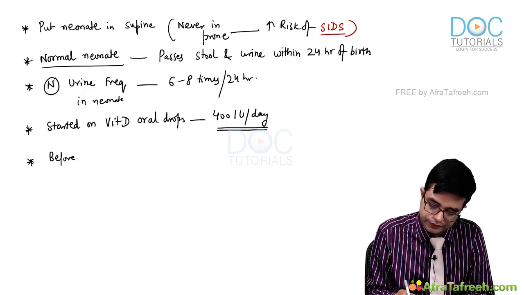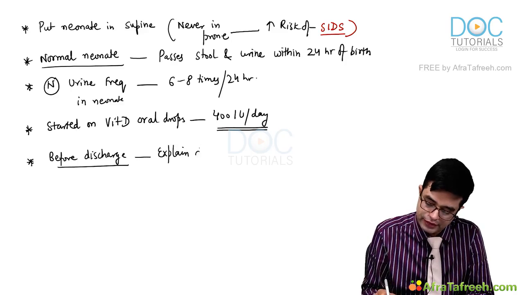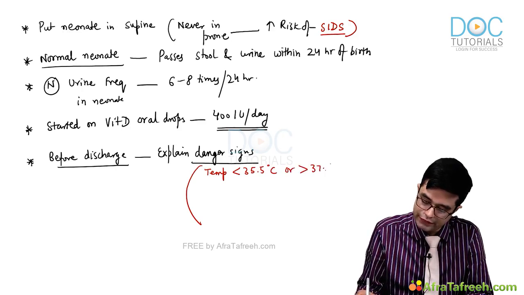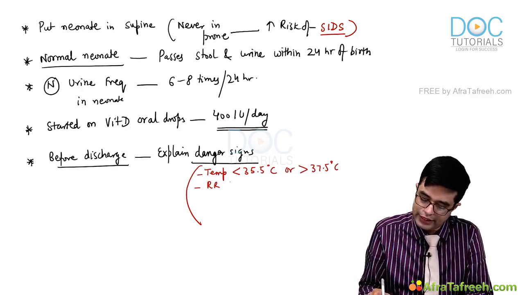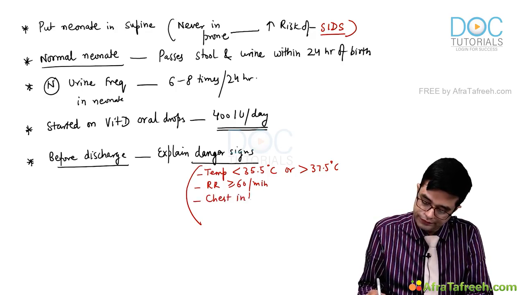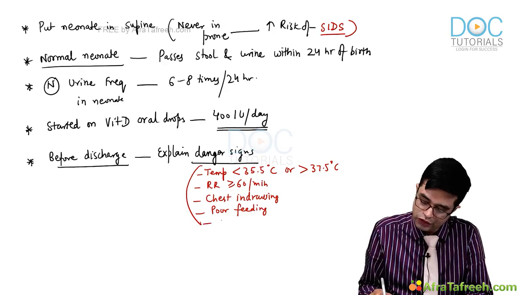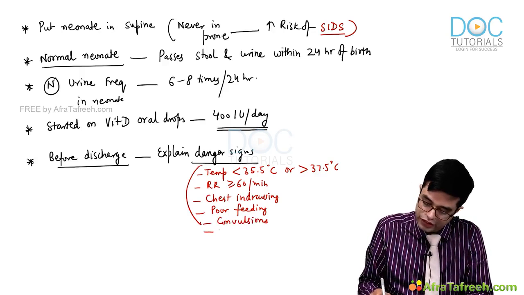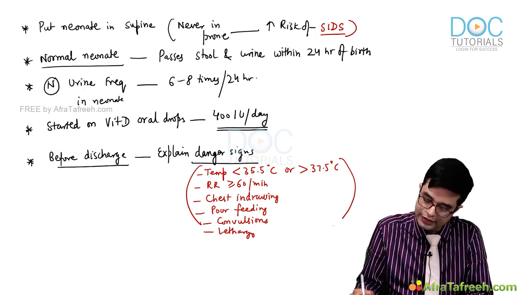Before discharge of any normal neonate, you should always explain the danger signs. What are the danger signs you will explain to the parents? You would say if the child is having temperature less than 35.5 degrees Celsius or more than 37.5 degrees Celsius, or if the respiratory rate is equal to or more than 60 per minute, or if there is chest indrawing in the newborn, or if the newborn shows poor feeding, seizures or convulsions, or lethargy. These 6 are considered to be danger signs.